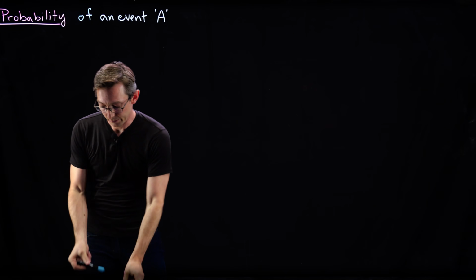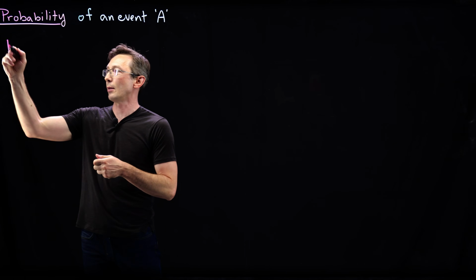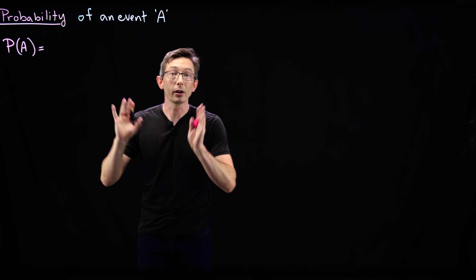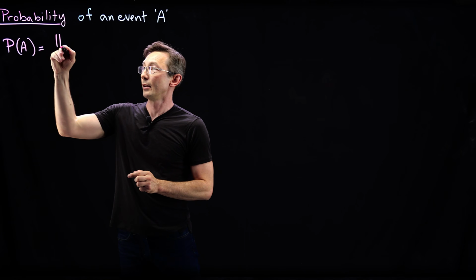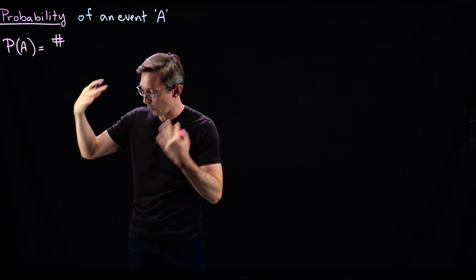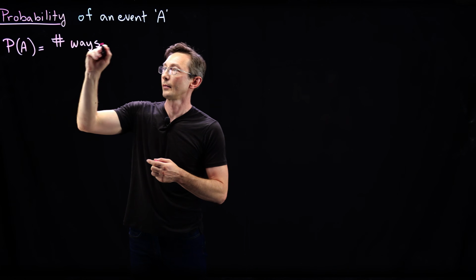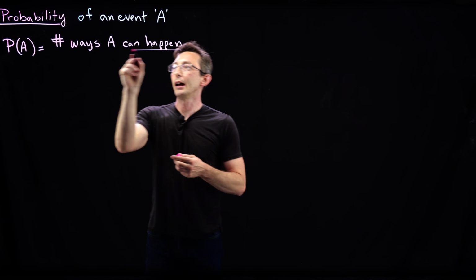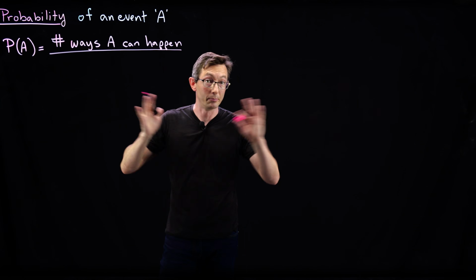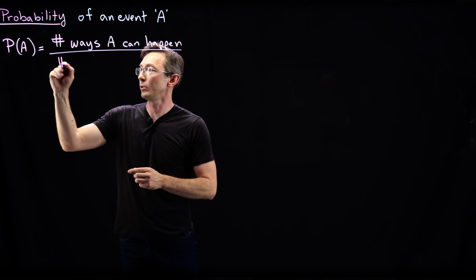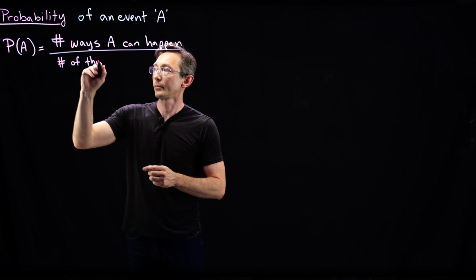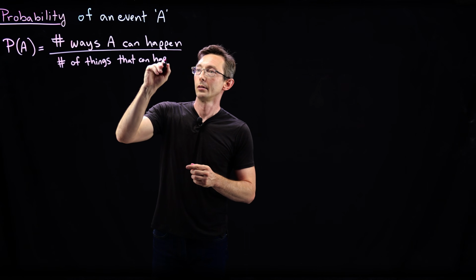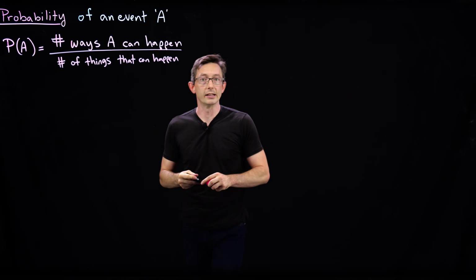The probability, I'm going to try to color code here if I can, of A happening is the number of ways that this event can occur, the number of ways A can happen, divided by the total number of things that could happen, period. Divided by the total number of things that can happen.